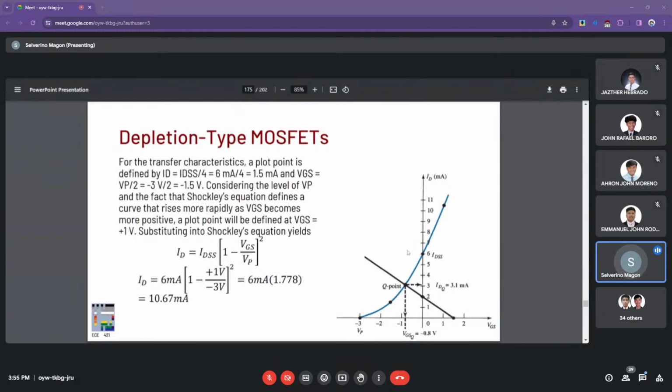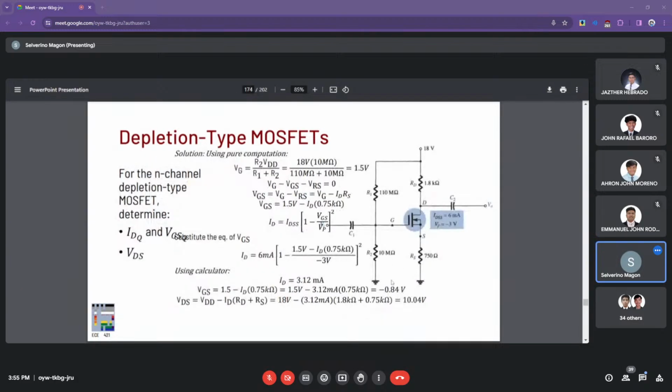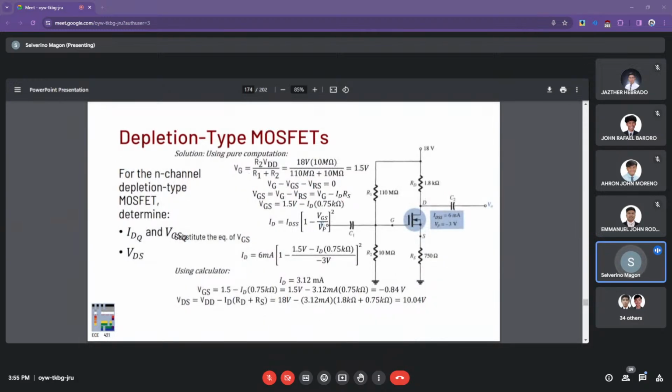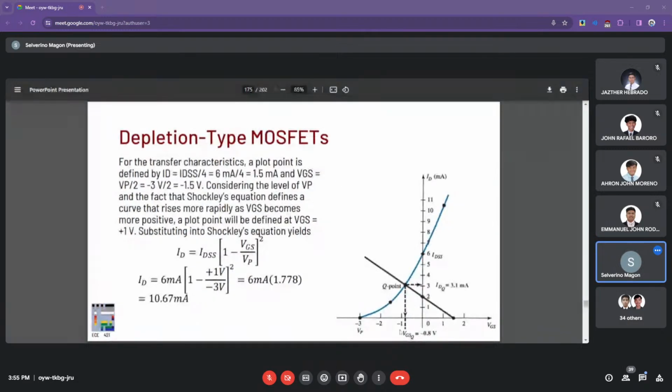All right, so for the ID at 3.1 milliamps, we can plot the Q point, and here the VGS is where we do have the figures, at negative 0.84 volts right there. So again, that's the intersection of the load line analysis and the characteristic curves for the drain current and VGS voltages.